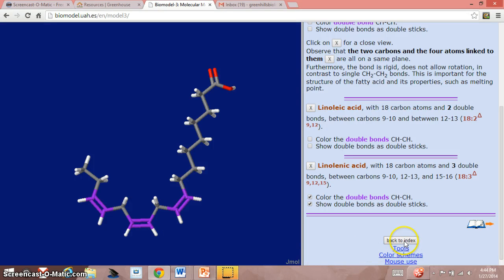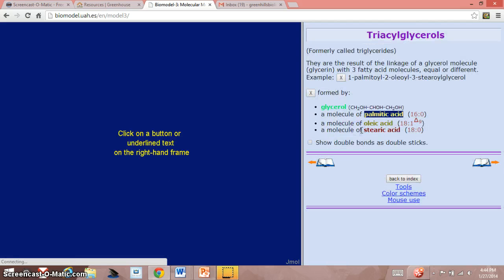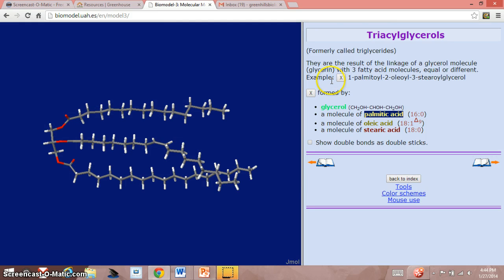We're going to go back to the index and look at triglycerols, another name for triglycerides. Let's take a look. Here is the molecule, and it says to look at 1-palmityl, 2-oleyl, and 3-stearyl glycerol. That's the name of this whole thing. So let's take a look at it.